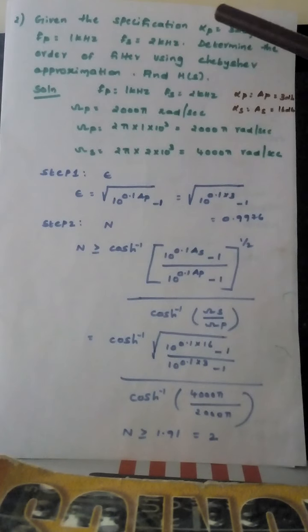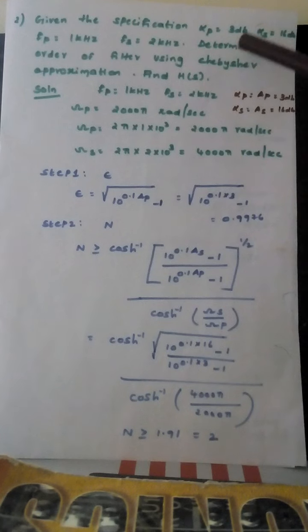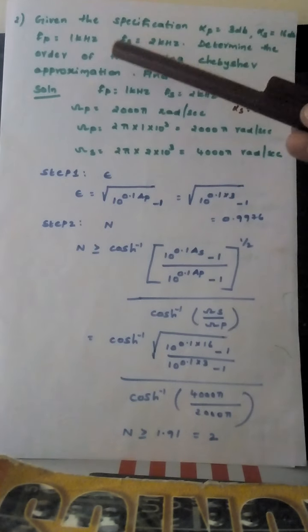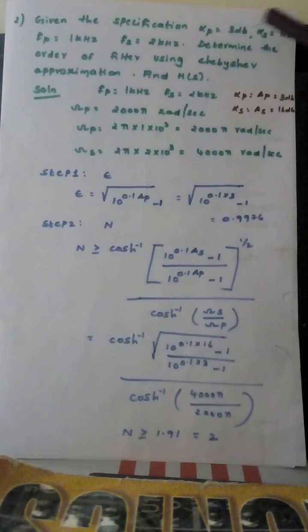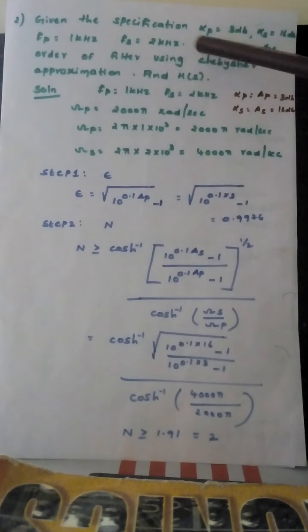Problem 2. For the given specification, alpha p is 3 decibel and alpha s they have given is 16 decibel, fp is 1 kilohertz and fs is 2 kilohertz. Determine the order of the filter using Chebyshev approximation and find H of s. They are asking us to find the order n and find H of s.